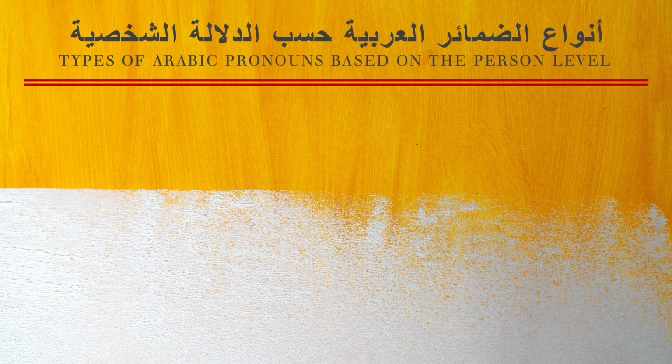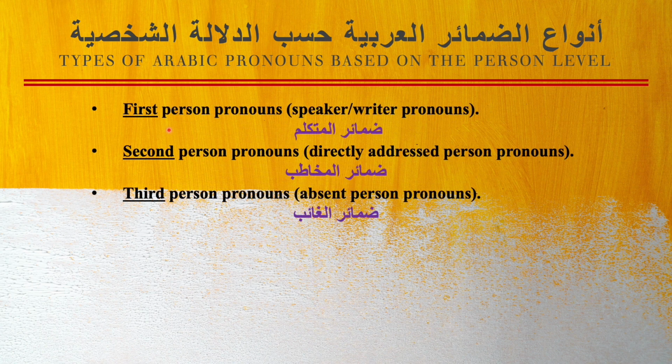At the beginning of this lesson, I would like to present to you the types of Arabic pronouns based on the person level. What are the names of these pronouns, like the classification? So, أنواع الضمائر, types of pronouns. Similar to English and most of the spoken languages today, we have first person, second person, third person pronouns. So, the first person pronouns are called ضمائر المتكلم. المتكلم literally is the speaker.